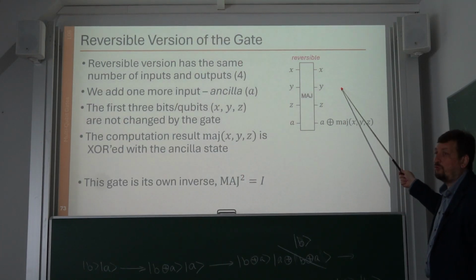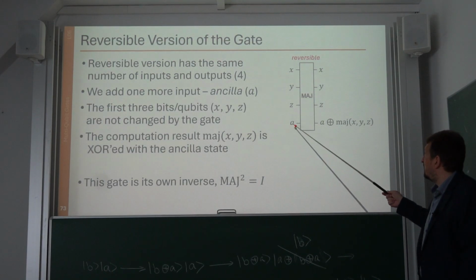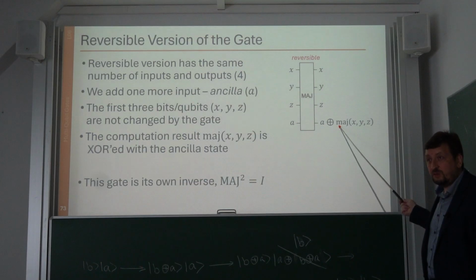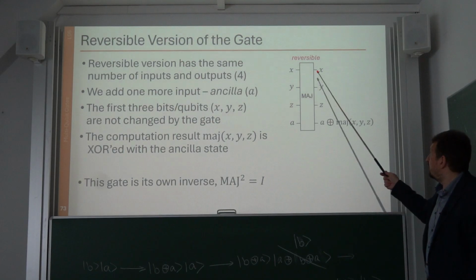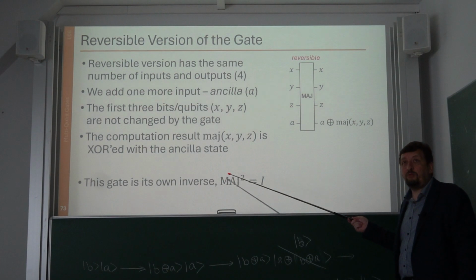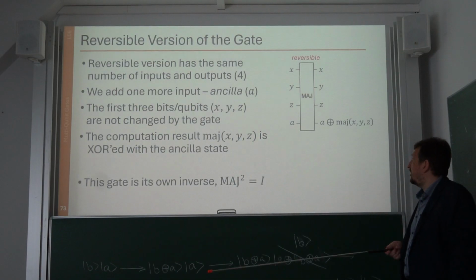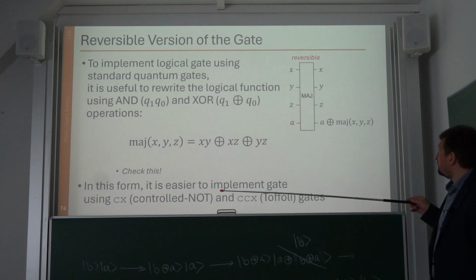So if you put 2 of these majority gates together, what will happen? The ancilla will be XORed once with this function, and XORed a second time with this function, so the ancilla will return to itself. So this formulation of the majority gate is an involution. You apply it twice, and you get the identity gate. Okay, so this version can be realized.